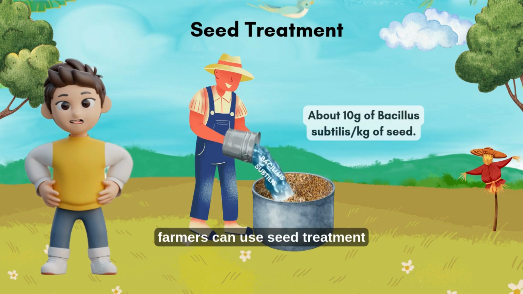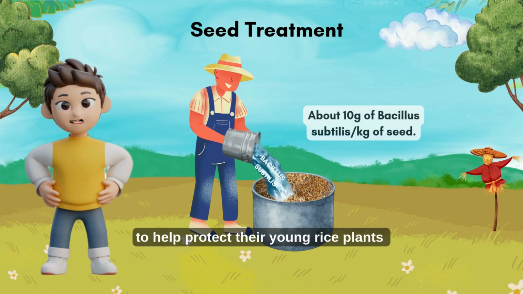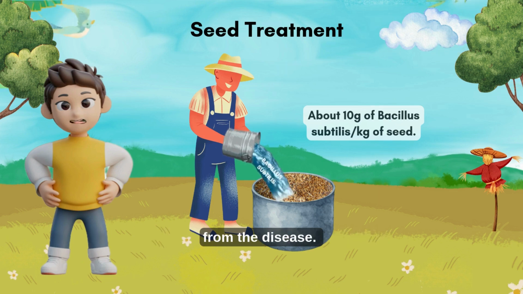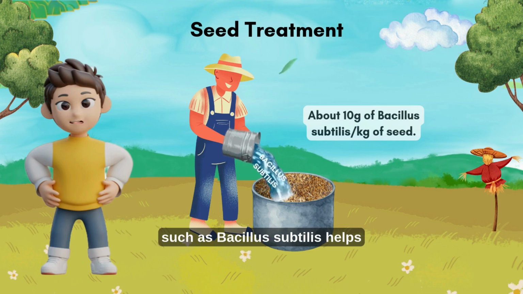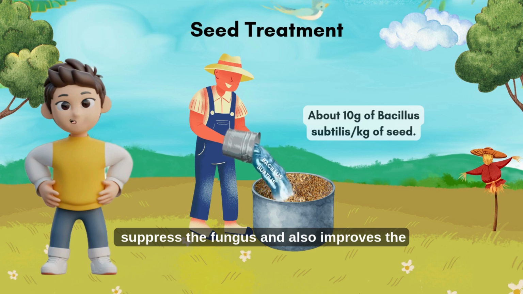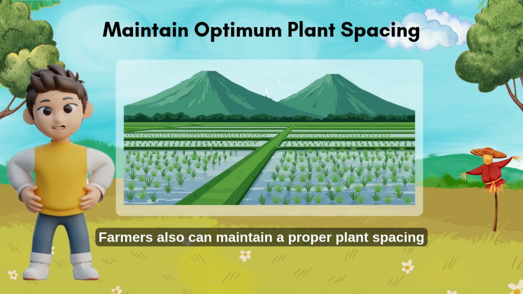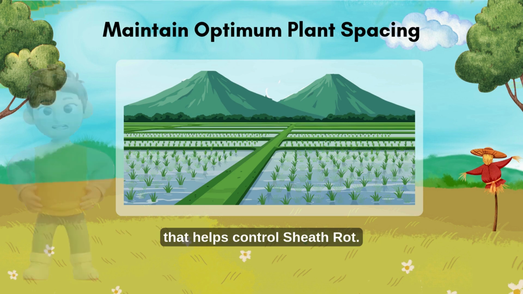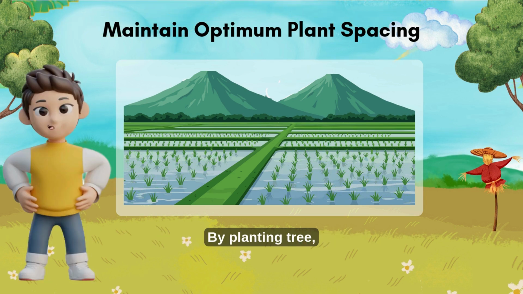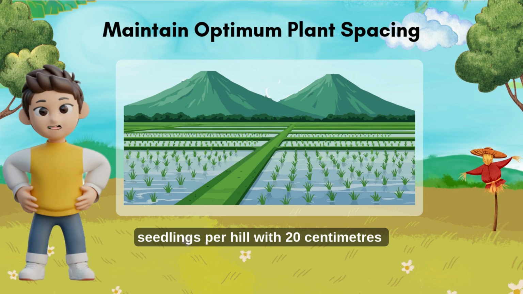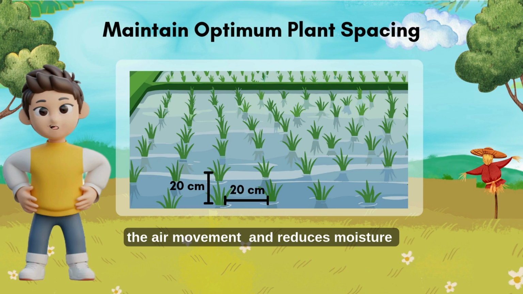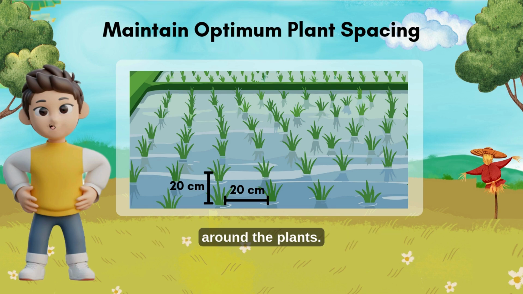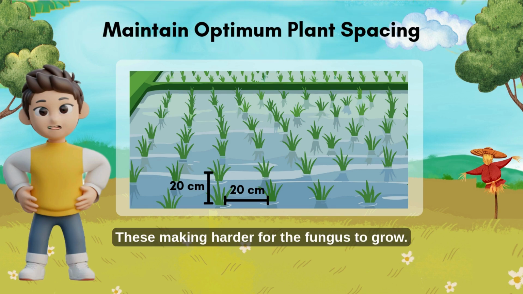Secondly, farmers can use seed treatment to help protect their young rice plants from the disease. Treating the seed with beneficial bacteria such as Bacillus subtilis helps suppress the fungus and also improves the plant's natural defense system. Farmers can also maintain proper plant spacing to help control sheath rot by planting 3 seedlings per hill with 20 cm between rows, which will improve air movement and reduce moisture around the plant. This will make it harder for the fungus to grow.